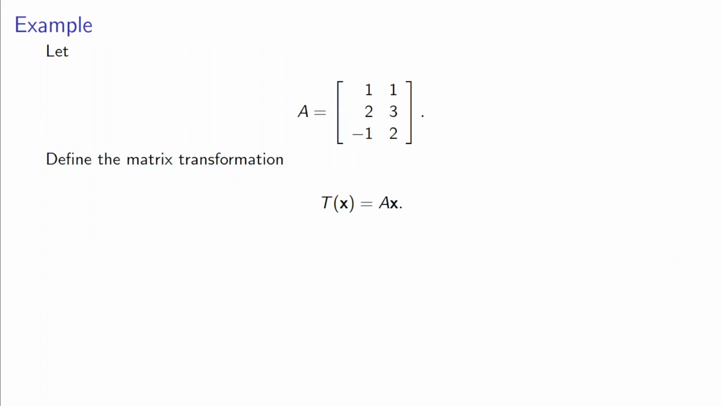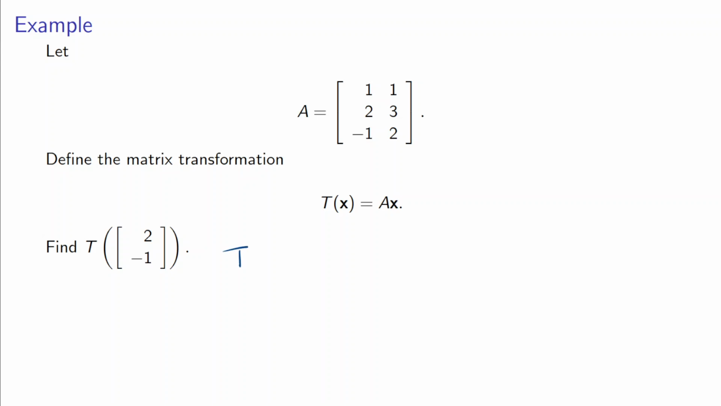So let's take a look at an example. Suppose we have a 3 by 2 matrix A given here, 1, 1, 2, 3, negative 1, 2, and define the matrix transformation T of x equals Ax. Let's explore what it means to actually compute the value of this matrix transformation on a particular vector, in this case 2, negative 1. You can see that the input vector here is a vector in R2, which it would have to be for a 3 by 2 matrix, because our definition of matrix vector multiplication requires us to multiply a 3 by 2 matrix by a vector in R2.